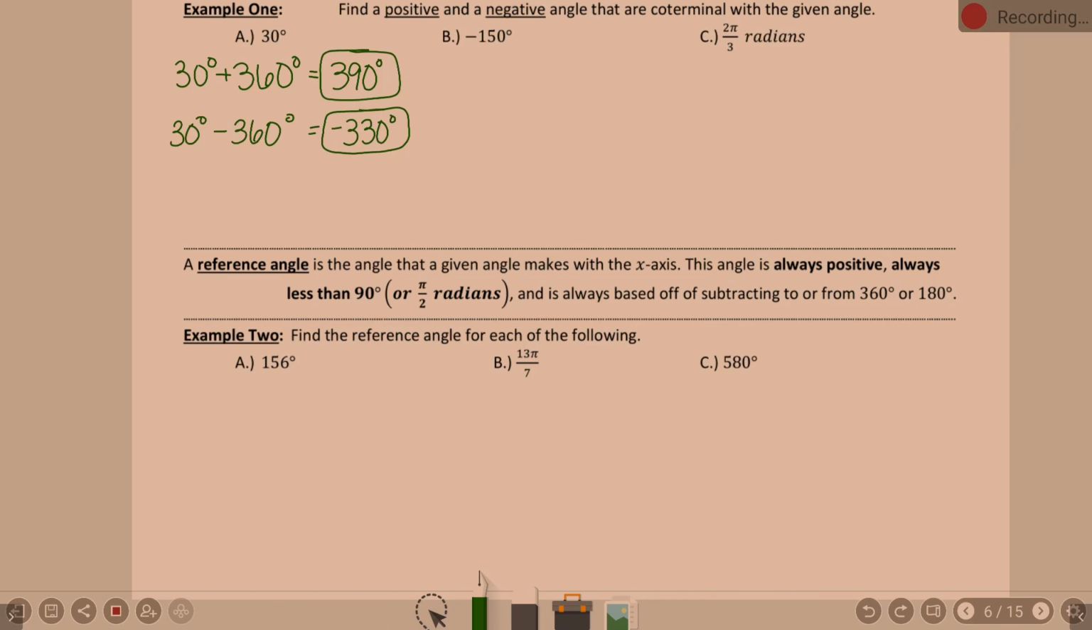Could you give me more coterminal angles? Are those the only right answers? No. You want another positive one? Add 360 again. Add 360 another time. You can give me lots of them. You can get fancy here.